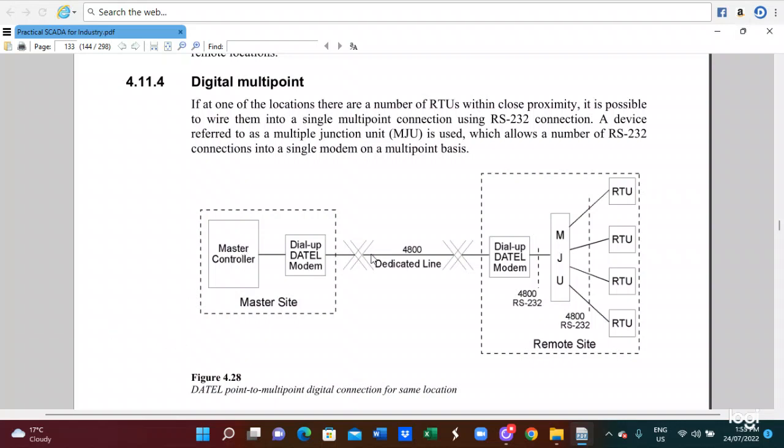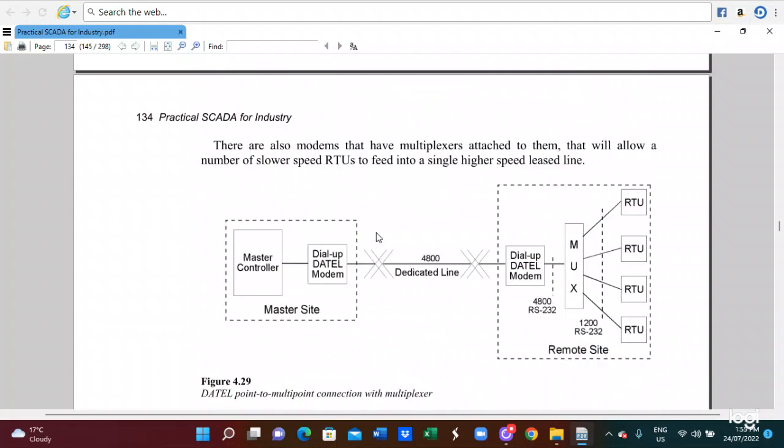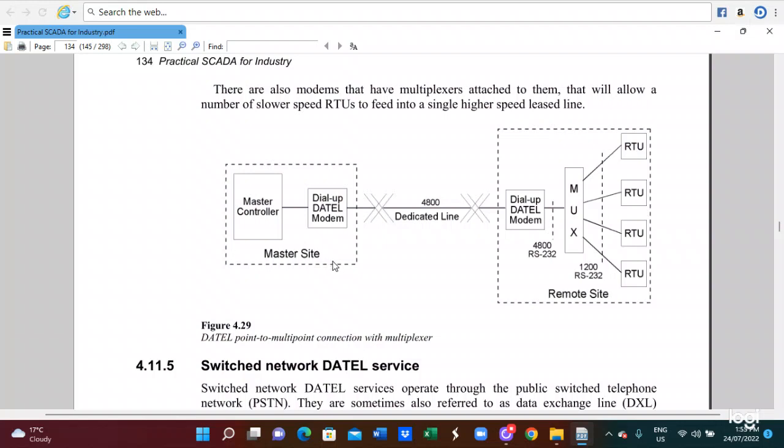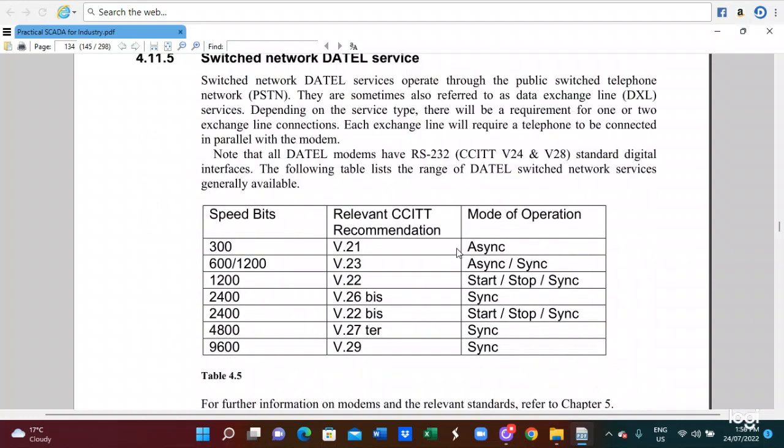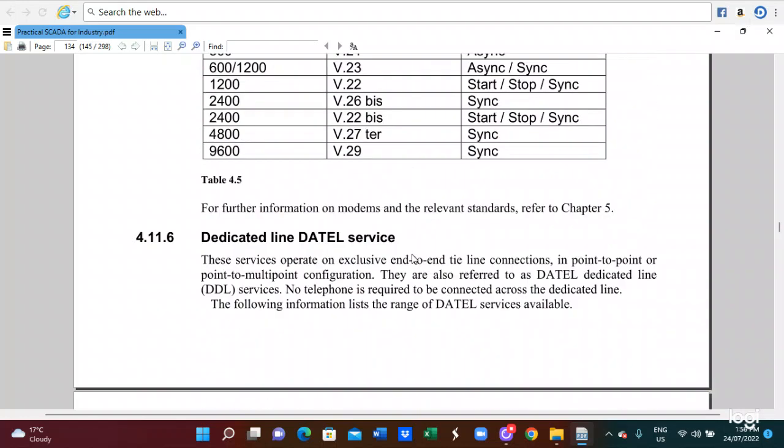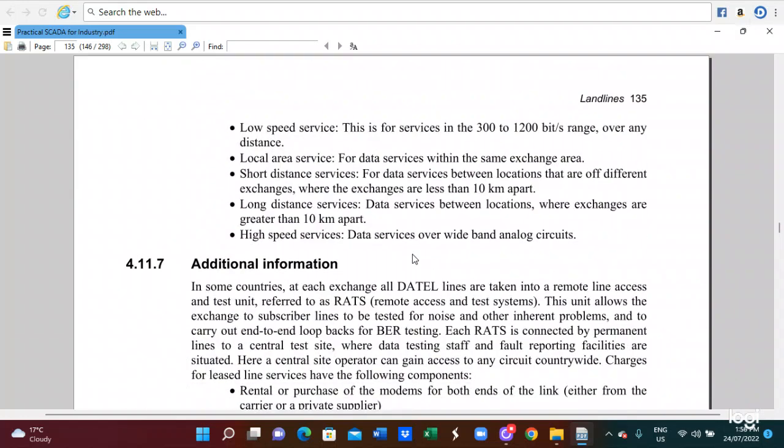So this is the master side, also the dedicated line, data modem, RTU, MCU, so the arrangement of the digital multipoint arrangement. You also see the master controller here. You see the dedicated line, the modem, and this is a multiplexer unit. This is for the arrangement. Also the switched network data service, this is for the appropriate bit speed. The relevant standards are CCITT design recommendations and the mode of operation. This data, you can apply it. So this is a dedicated line data service.